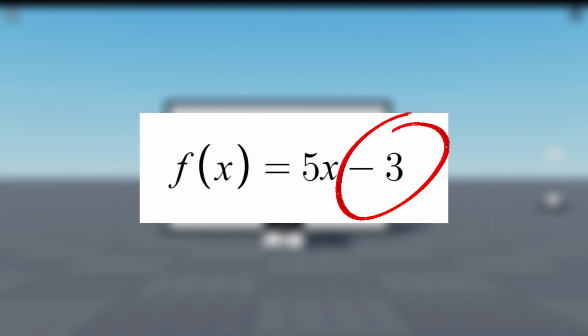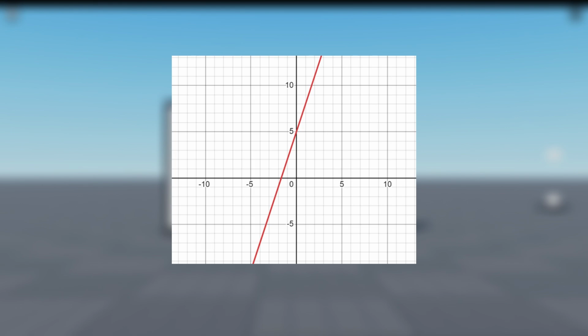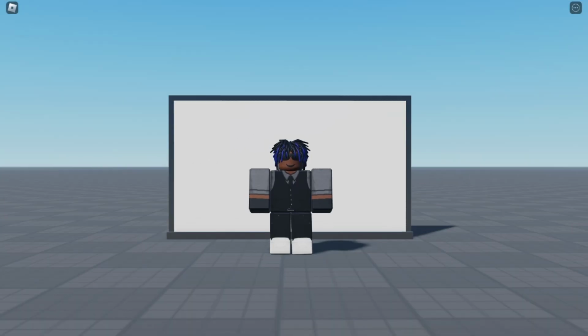Another thing that you'll see in a lot of equations is a positive or a negative real number after 5x or 6x. This thing is what we call the y-intercept. The y-intercept is the place the graph intersects the y-axis. Now that you know most of the basic terms, let's get into the first type of function you'd see on a graph.